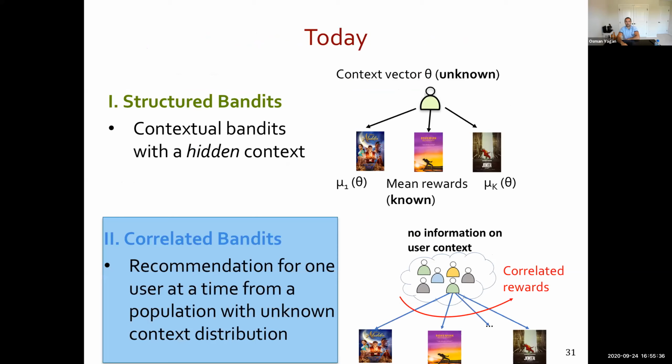the second part of the talk again is about correlated bandits, where we are looking at a population of users. Our recommendations are done one user at a time. And when I'm making a recommendation to a user, I don't know their context and I don't know the population distribution either. The context distribution of the population is not known. But what I'm trying to leverage is the fact that these rewards are correlated. I can estimate how much reward I would have obtained from this movie if I know that this user rated this movie in a specific way.